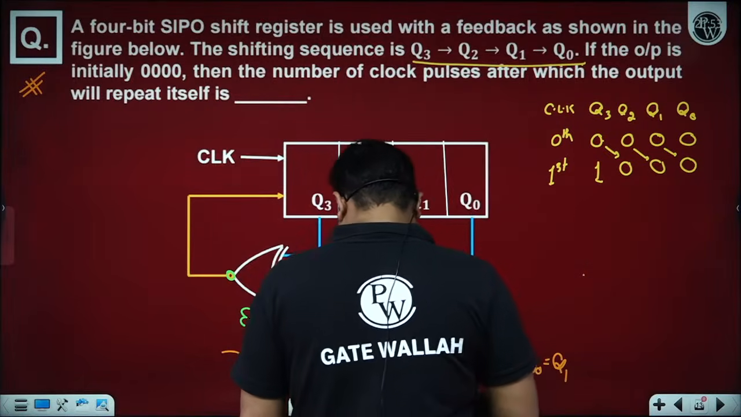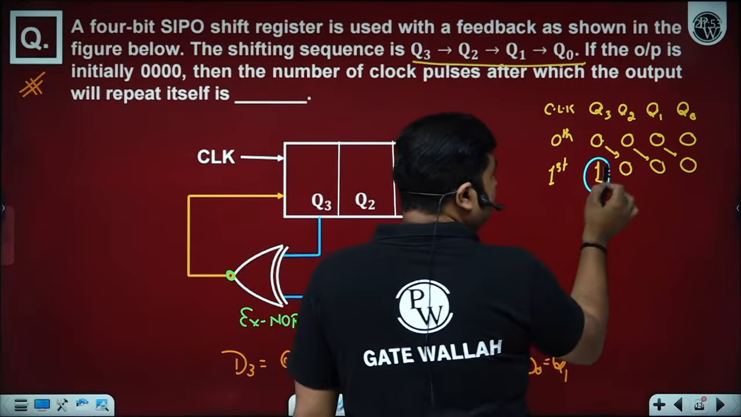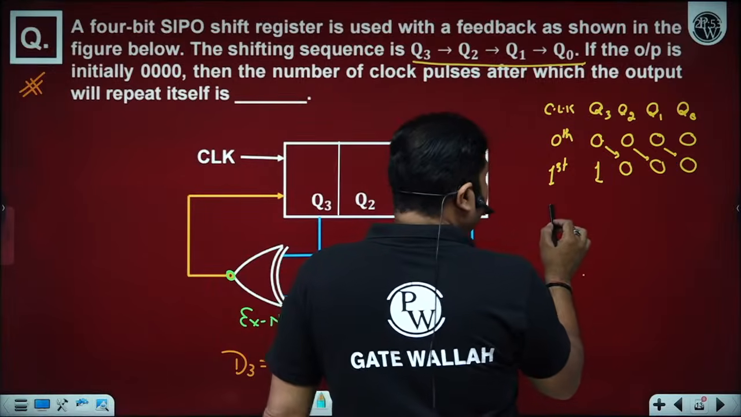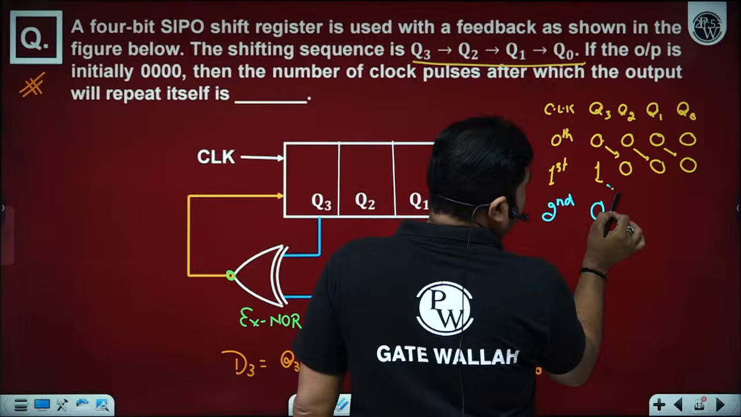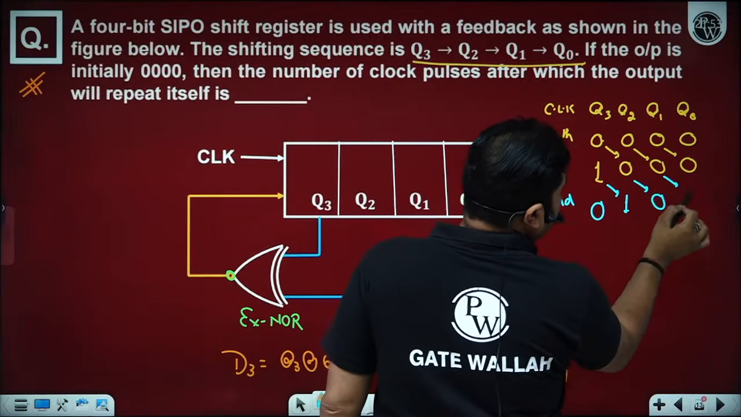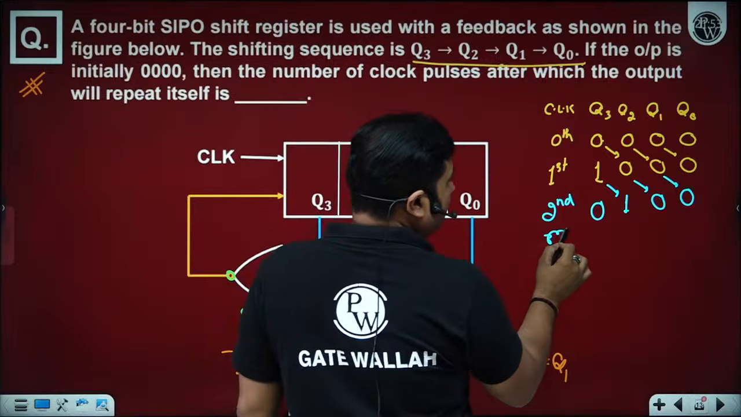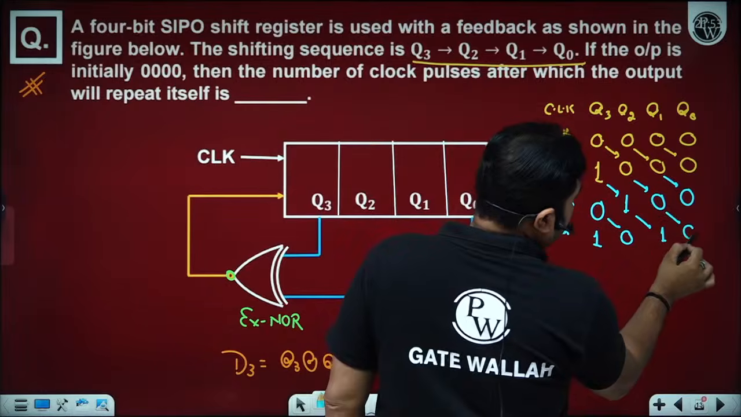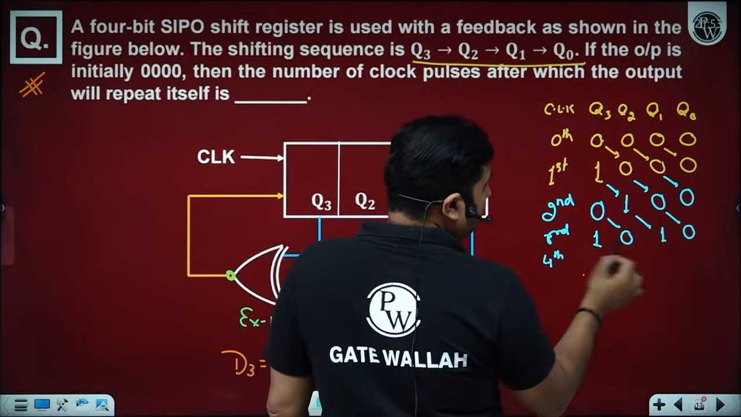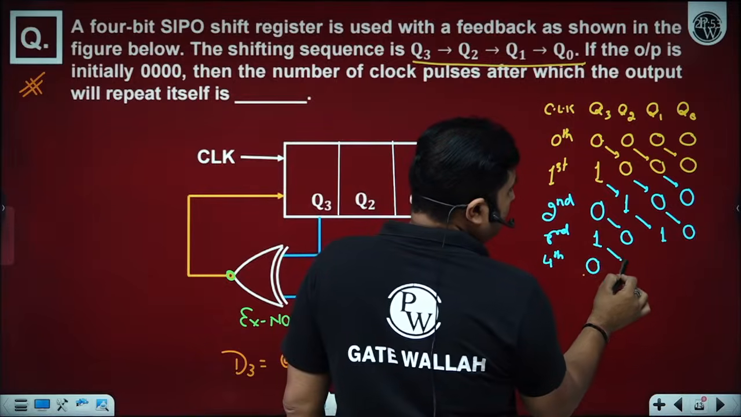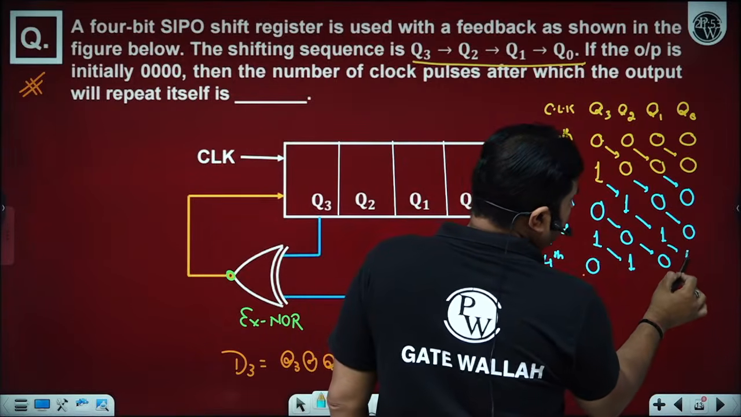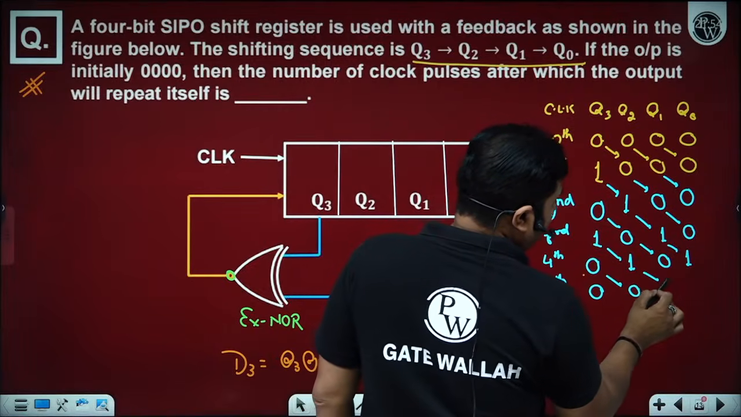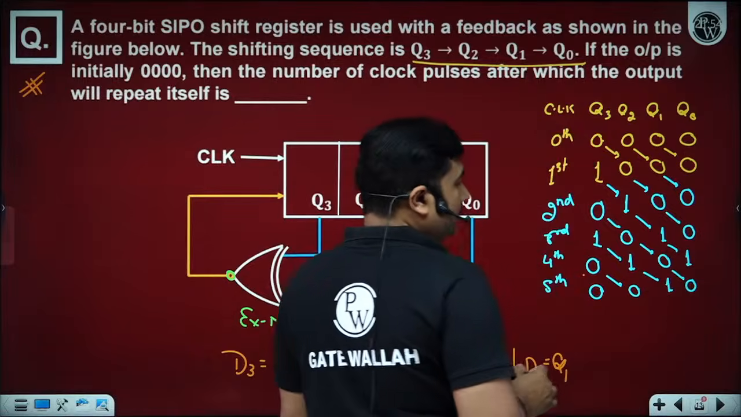Again observe your Q3 and Q0. Now they are 0, 1, different. For different, we get 0. For same, we get 1. XNOR gate is an equivalence detector. On the third clock pulse, what happened? 1, 0, 1, 0. Then on the fourth clock pulse, again we get 0, 1, 0, 1. On the fifth clock pulse, what do we get? 0, 0, 1, 0. Is it okay?